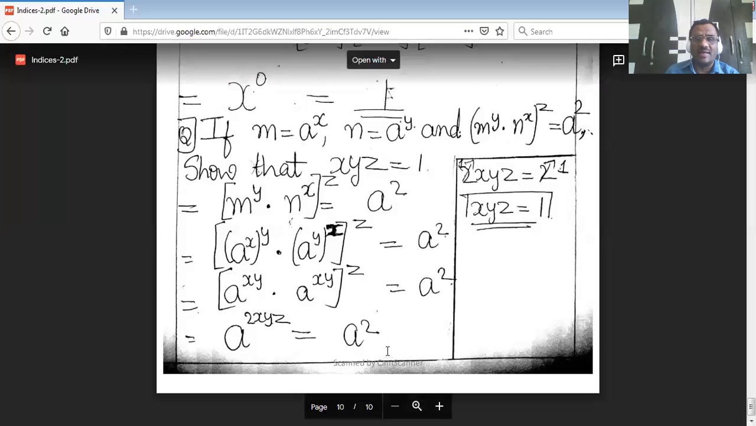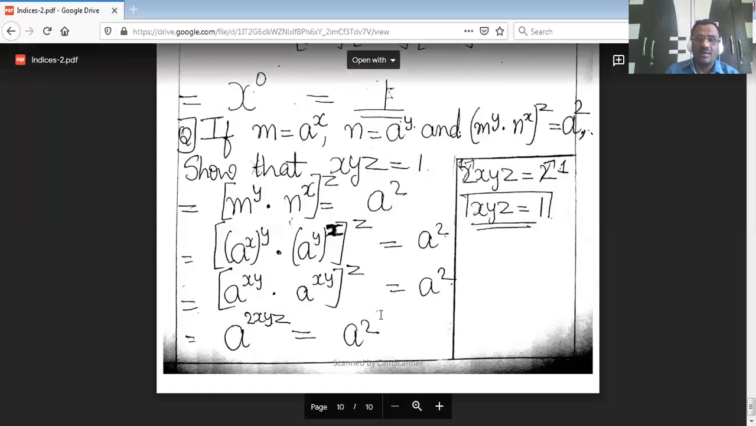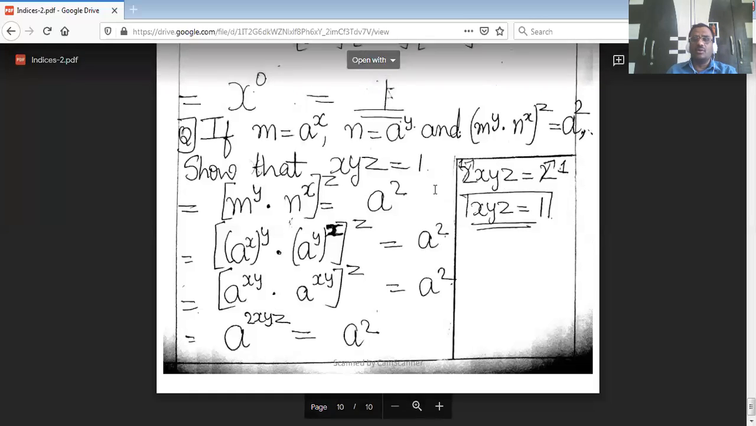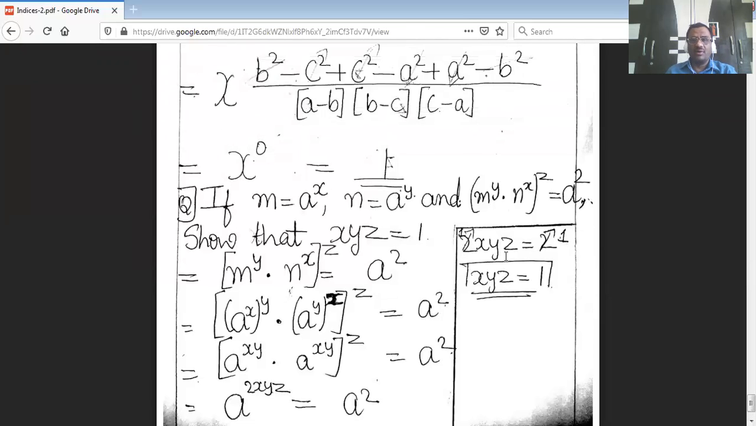Look at this. This is what exactly it is all about. Now, as the bases are the same, here also base is a and here also base is a, therefore I can equate the powers directly. 2xyz is equal to 2, that is xyz is equal to 1. Or you can say we divide by 2 on both the sides, and this becomes xyz is equal to 1. This is what exactly is required. That we have achieved the proof.